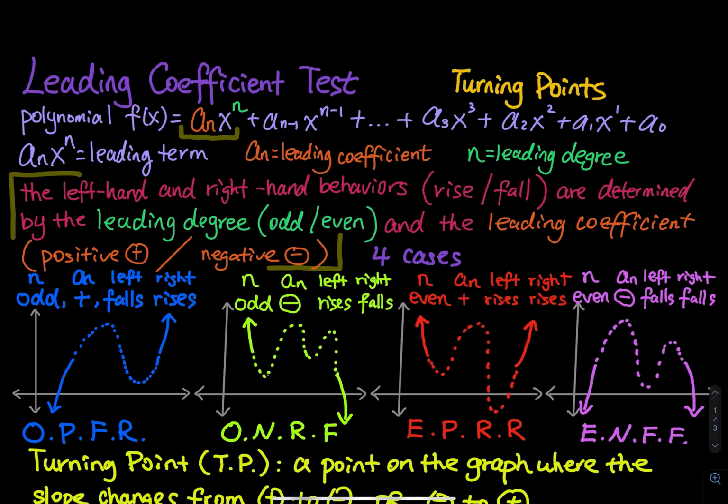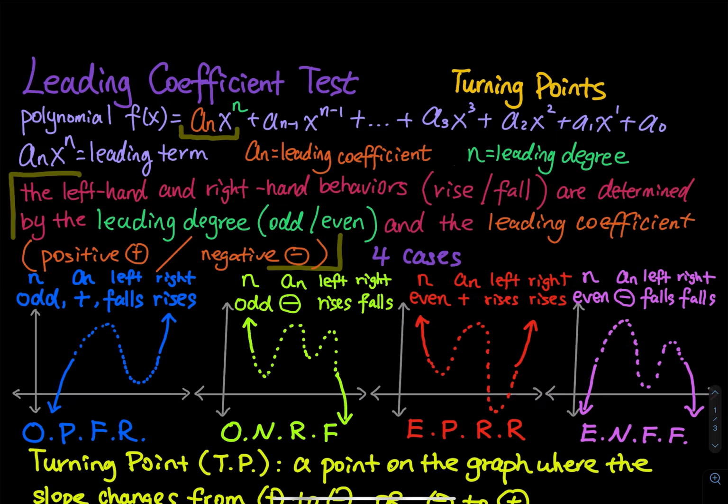Now, every time you determine the left hand and right hand behavior, you have to check the following. Let's read this sentence. The left hand and right hand behaviors, either rise or fall, are determined by the leading degree. You have to check the leading degree and ask yourself, is the degree odd or even? And the leading coefficient, is it positive or negative? There are 4 cases, so let's go over them one by one.